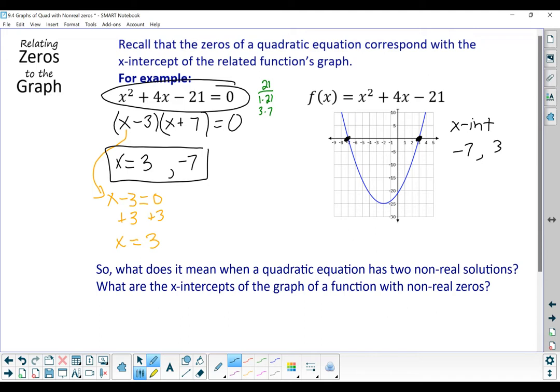So what would it mean for the function if a quadratic equation had two non-real solutions? What would the x-intercepts of the graph of a function with non-real zeros be? And that's what we're going to look at and think about today.